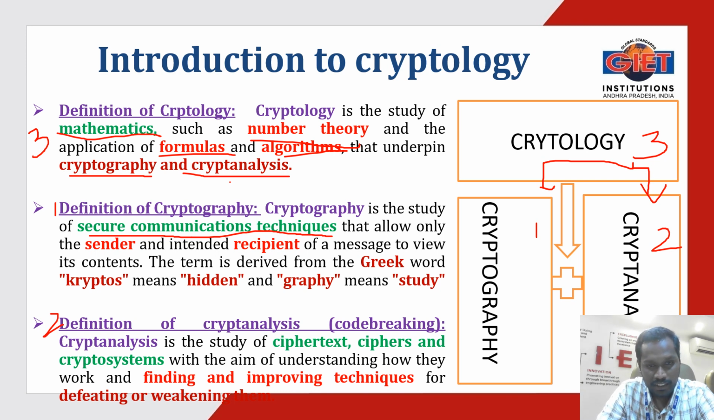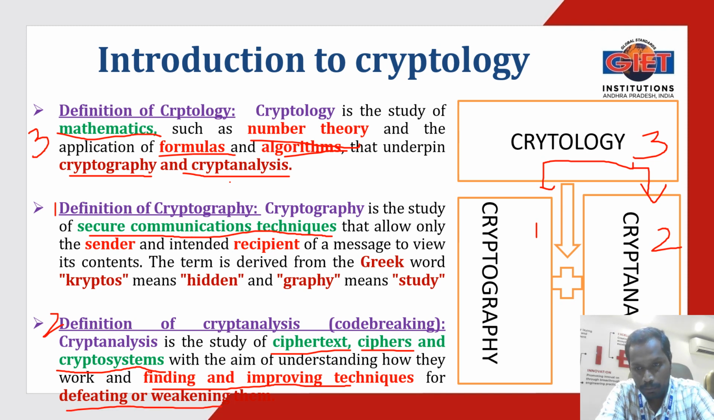This cryptanalysis is a study of ciphertext and ciphers, and finally the crypto system. All these three are the parameters for the cryptanalyst to try to find out what the algorithm is and what the key is that is used for message encryption, right? And these are about finding and improving the techniques for defeating and weakening the algorithm. So this is what cryptanalysis does.